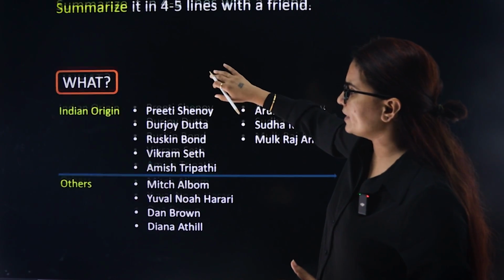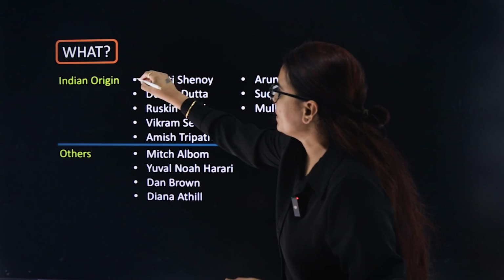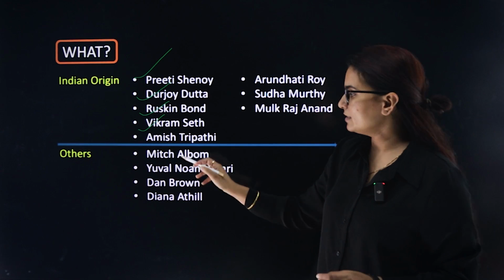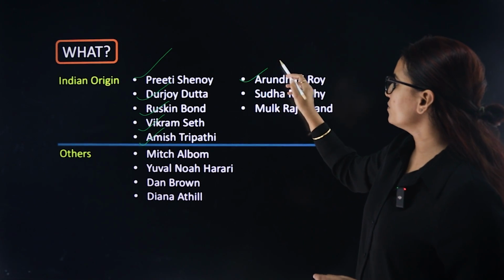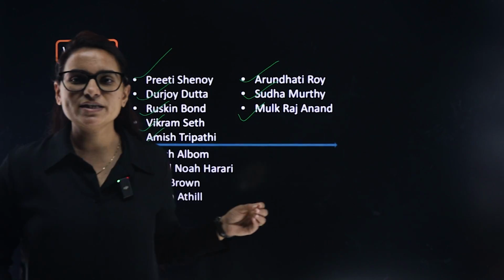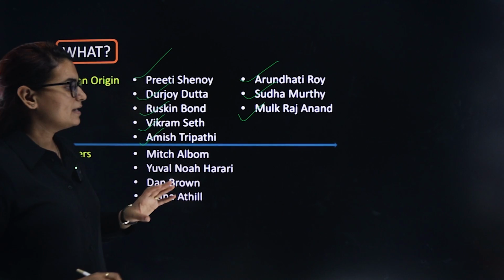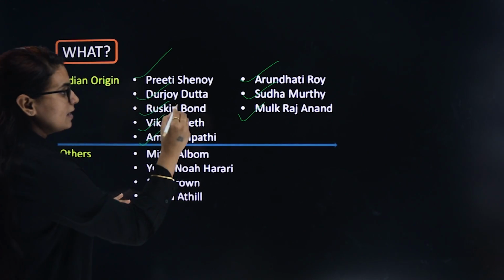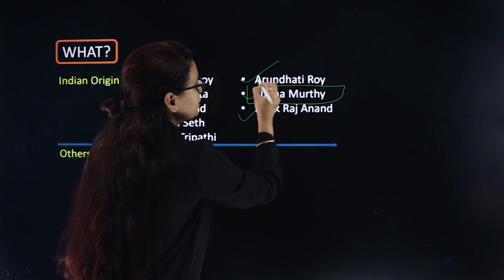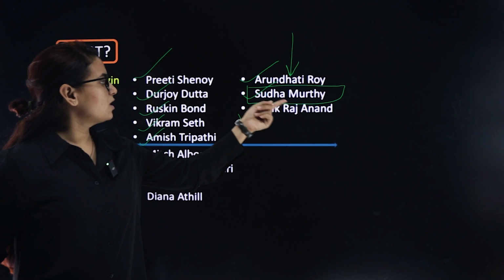This is an example of the kinds of books you should read if you are reading for hobby. We have Preeti Shenoy, Durjoy Dutt, Ruskin Bond, Vikram Seth, Amish Tripathi, Arundhati Roy, Sudha Murthy, Mulk Raj Anand. I have picked some of my favorites and some who really write some cool novels. They're easy to understand. If you're reading for the first time, you can start with Sudha Murthy.